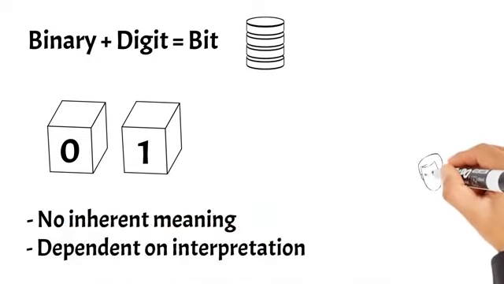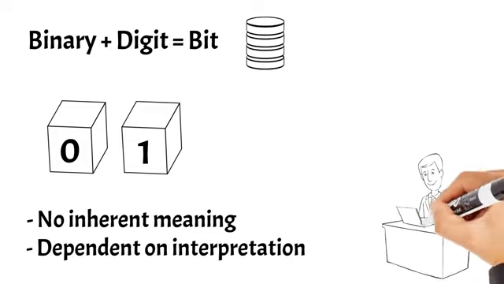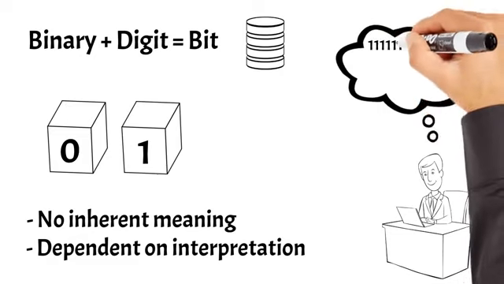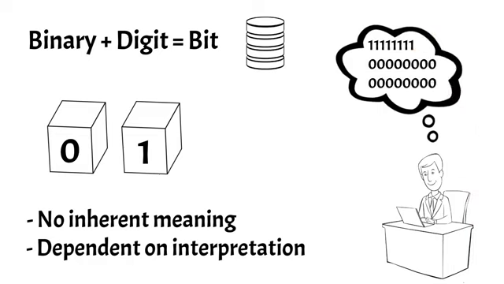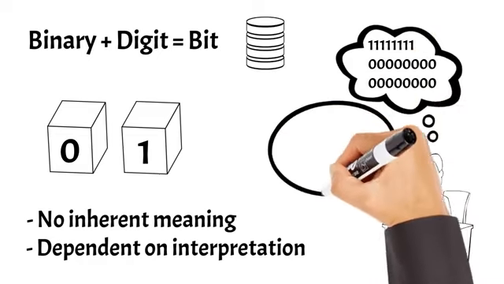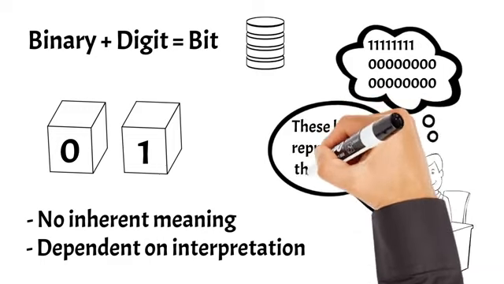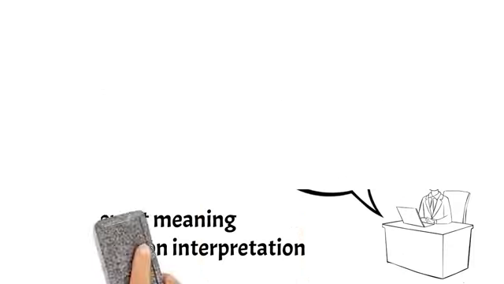Through conventions, standards, and programming languages, humans establish the meanings of sequences of bits, giving them purpose and functionality within digital systems. Whether it's encoding text, representing colors, or executing complex algorithms, the value and interpretation of bits are determined by human-defined conventions and rules. Thus, while bits form the foundation of digital information, their meaning and utility are wholly dependent on human interpretation and application.